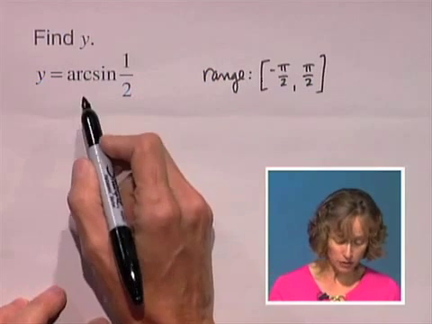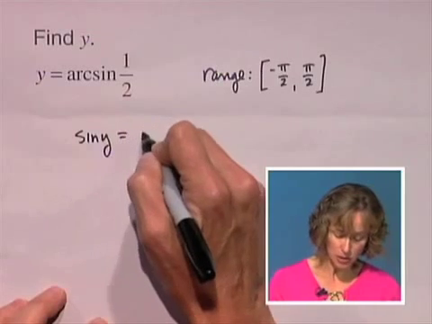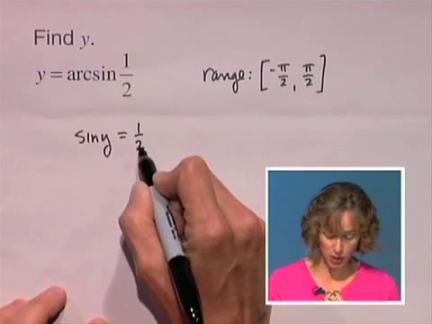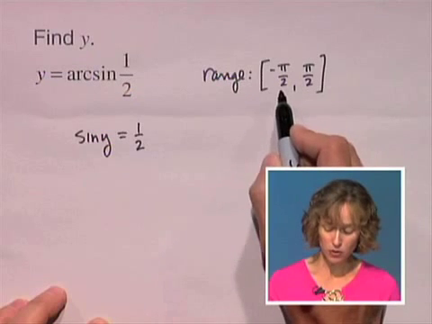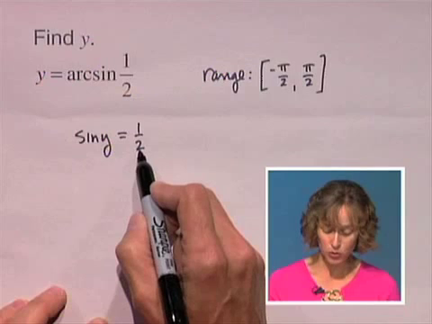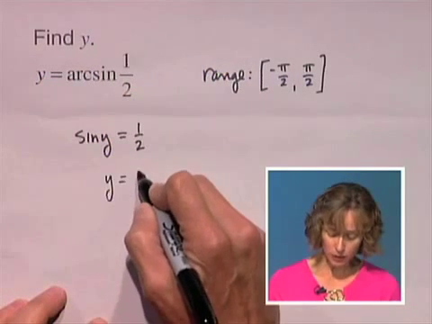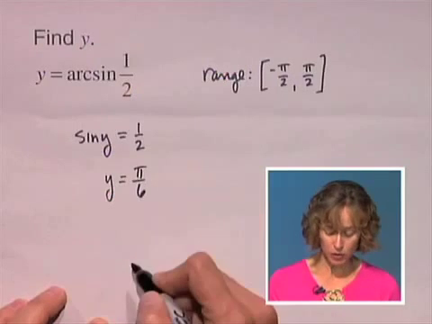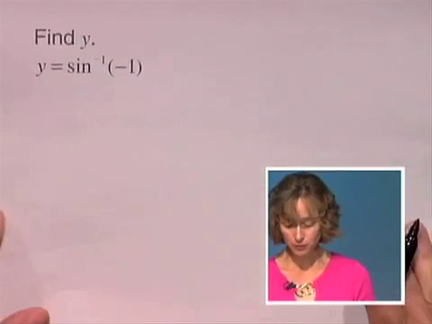One way to think of this is to think that I'm looking for y such that the sine of y is positive 1/2. And if you look at the range, this involves quadrant 4 and quadrant 1. So I'm looking for an angle in quadrant 1 whose sine is 1/2. That angle is the angle pi over 6. Well, let's continue and look at another example.